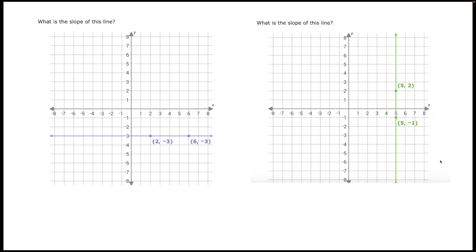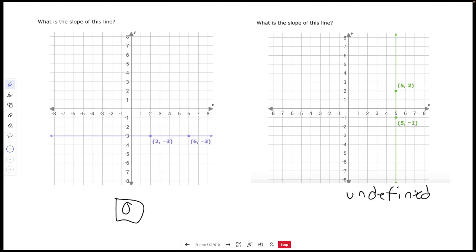Okay, now that you've had time to work these problems, let's check your solutions. For the first one, if you did rise over run, you should have gotten a slope of 0 for a horizontal line, and for the vertical line, you should have gotten undefined.